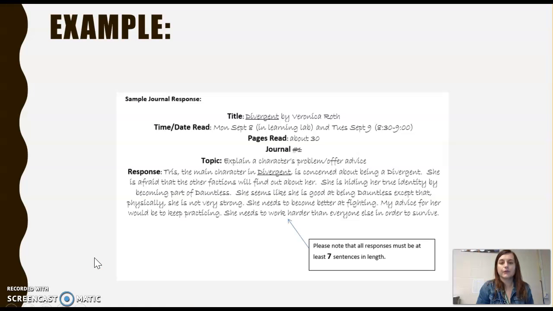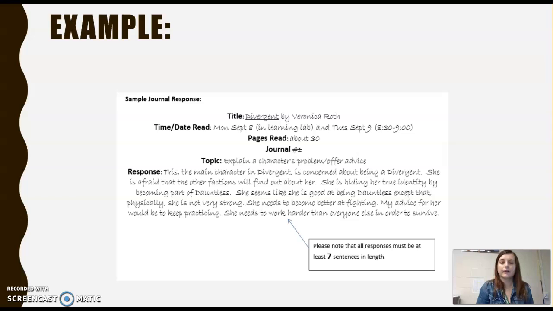In this example, the student read the book Divergent by Veronica Roth. That student read a little bit on Monday, September 8th in Learning Lab and Tuesday, September 9th from about 8:30 to 9 o'clock. The approximate amount of pages read is about 30, and this is Journal 1. The topic that the person chose was to explain a character's problem and offer advice. Here is a sample response that is 7 sentences in length.